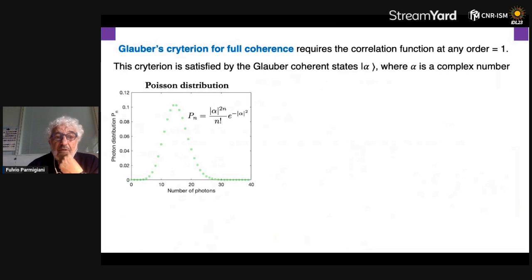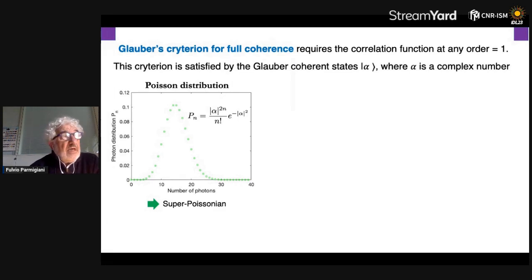Now, the point is, as I said, that Glauber's criterion for the full coherence requires the correlation function of any order rather than one. And this criterion is satisfied by the Glauber coherent states, where these states are essentially complex numbers. So, as I said, if we have a light that has a degree of coherence of 1, it will have a Poissonian distribution.